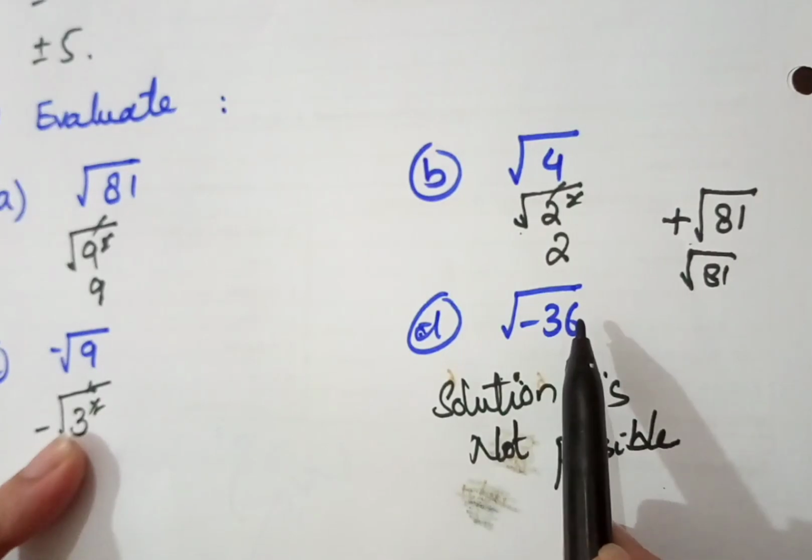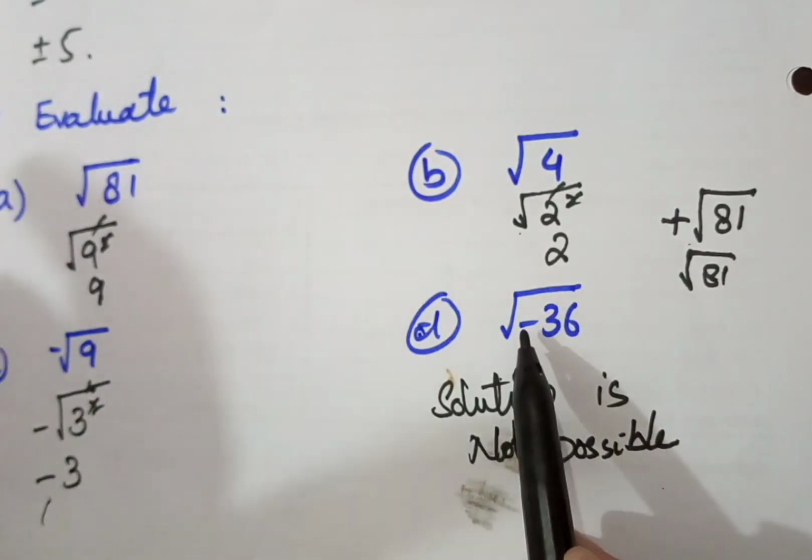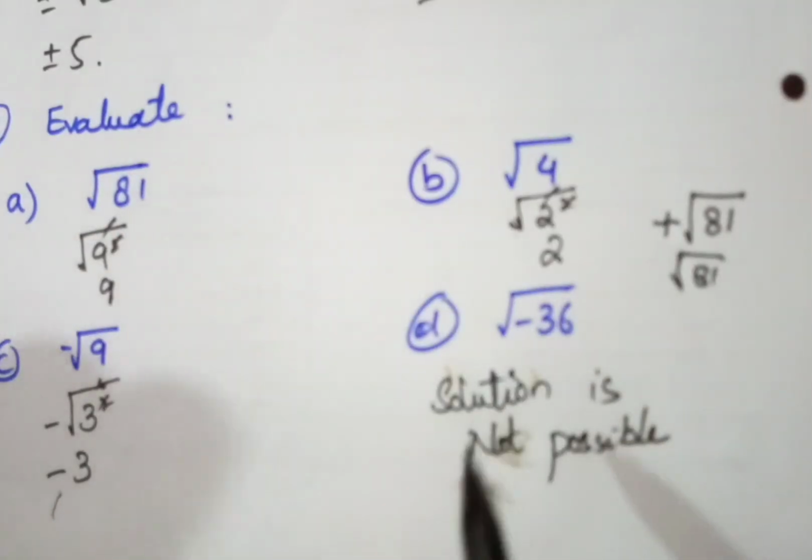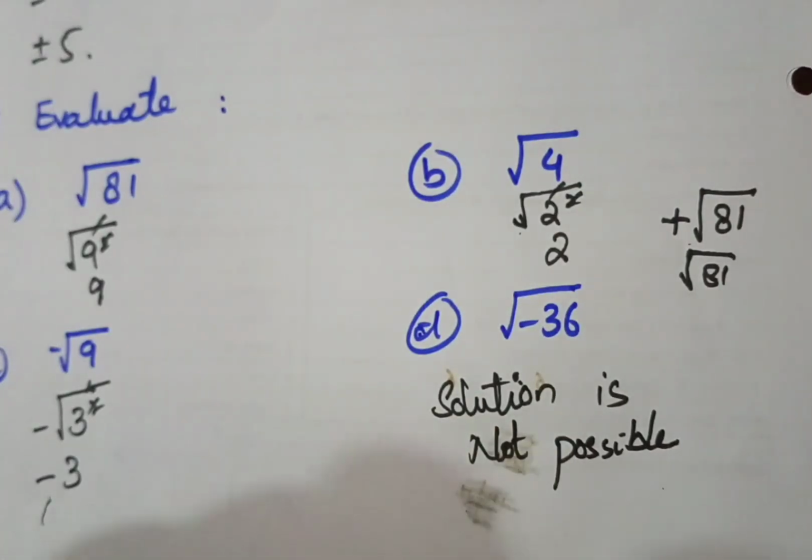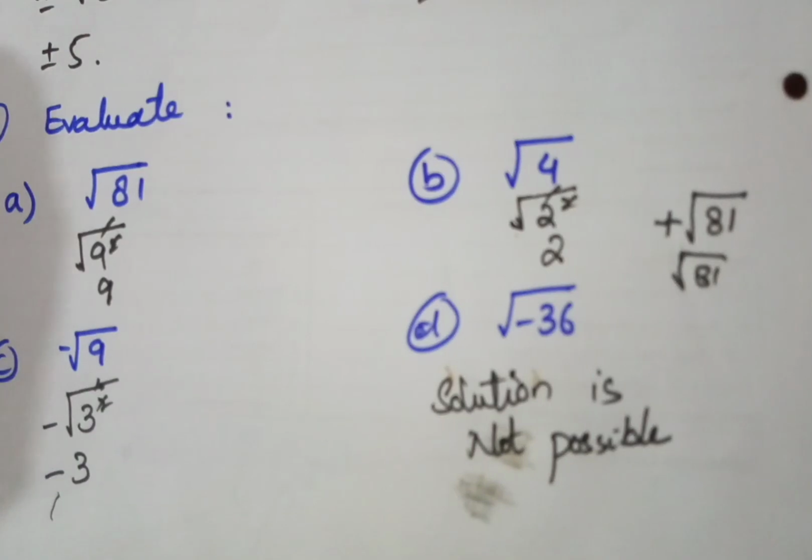Because in the square root, whenever there is a minus sign inside the square root, solution is not possible. That is moved towards the iota, and that is related to the higher level, not in your level. So this is the question 3 and 4.